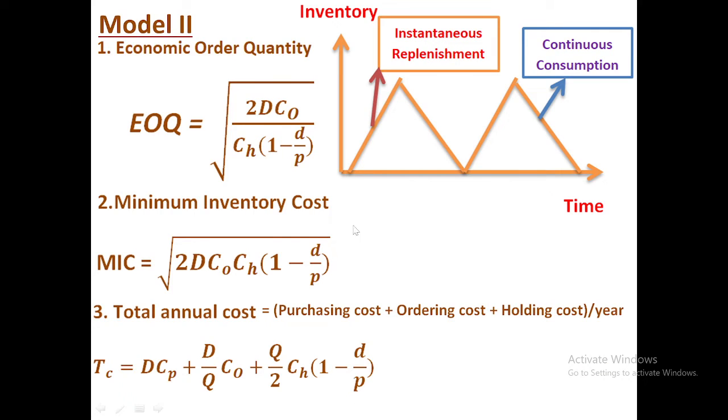Next, model 2. In this model, the economic order quantity is root of 2D CO divided by CH, and the previous one was up to CH. In this model the extra factor is 1 minus d by P, the daily demand divided by the daily production rate. This is a good model for every industry. It is called the production model.